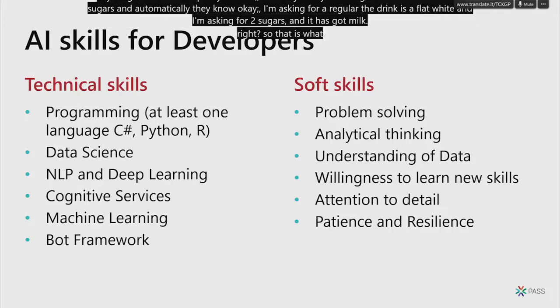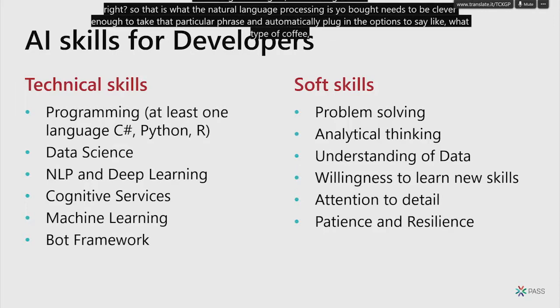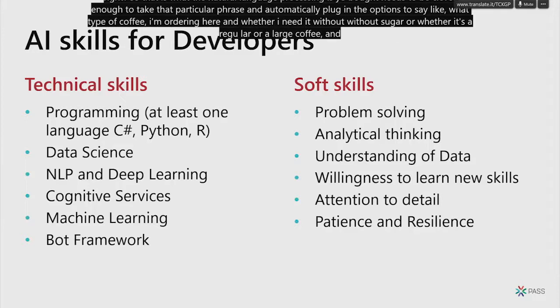Your bot needs to be clever enough to take that particular phrase and automatically plug in the options to say what type of coffee I'm ordering here, and whether I need it with or without sugar, or whether it's a regular or a large coffee. And that's what natural language processing is.